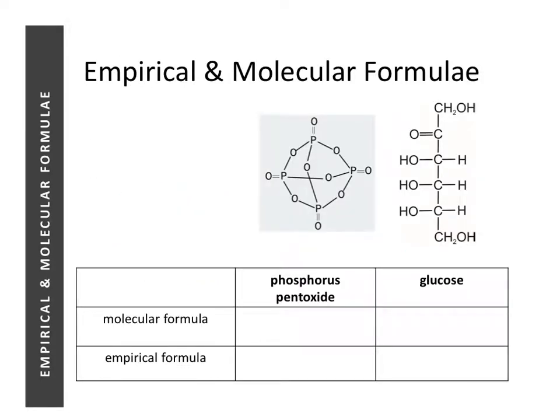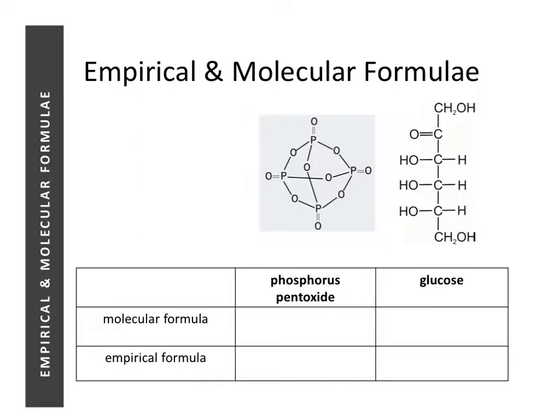Now that we have learned how to determine percentage by mass of an element in a substance, we are going to see that we can actually use this mass data to help us predict the molecular and empirical formula of a substance. Alright, so first thing, we need to define the 2 terms, empirical and molecular formula. Alright, so if we look at the 2 compounds given in this slide, one of them is phosphorus pentoxide, the other one is glucose.